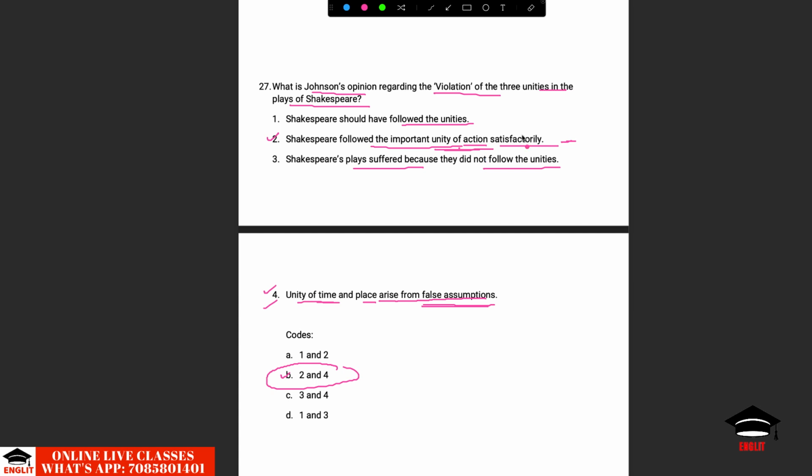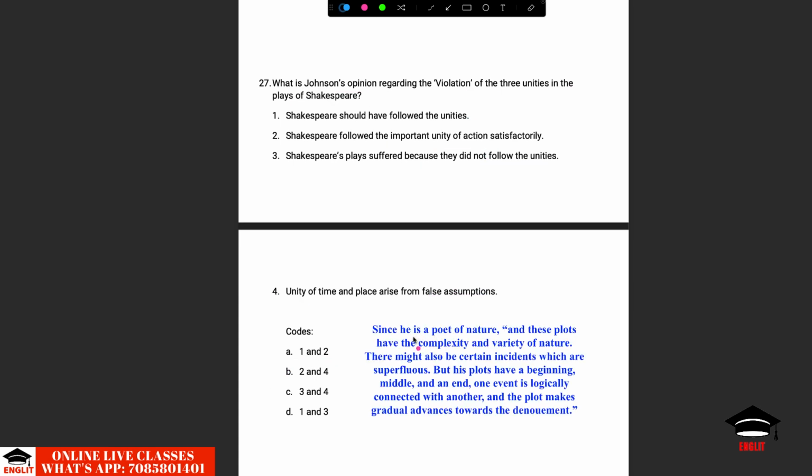Let me quote the very words of Dr. Johnson. He says, since Shakespeare, he is Shakespeare here, is the poet of nature, these plots have the complexity and variety of nature. By nature means that Shakespeare justifies the human nature. He is very true to presenting the human nature in its various manifestations. Shakespeare has created human beings in the true sense of the term. He has presented the true nature of human being in all his characters. So these plots have the complexity and variety of nature. These plots means the plots of Shakespeare's plays.